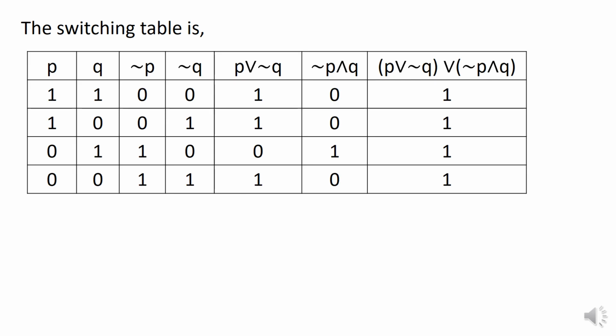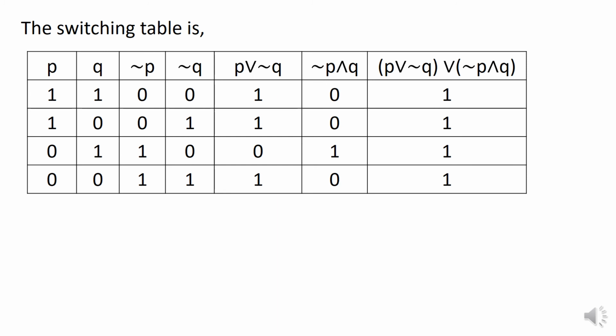Then the switching table for the given circuit. The switching table, just like a truth table, you have learnt it in the last lecture itself, how to draw a switching table, where instead of true or false, we write 1 and 0 respectively. Thus, P, Q, not P, not Q, P or not Q, not P and Q, and the two brackets together, that is (P or not Q) or (not P and Q). Now the rules of writing this I don't have to tell you, because we have been going through these rules for many lectures now.